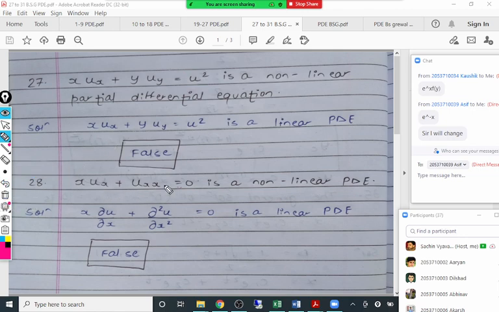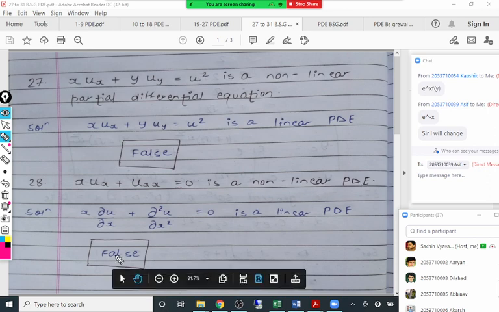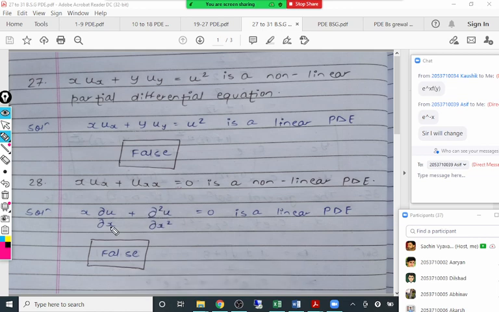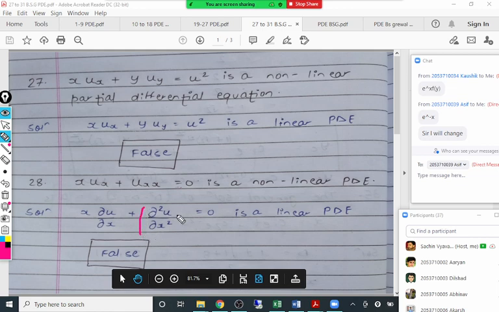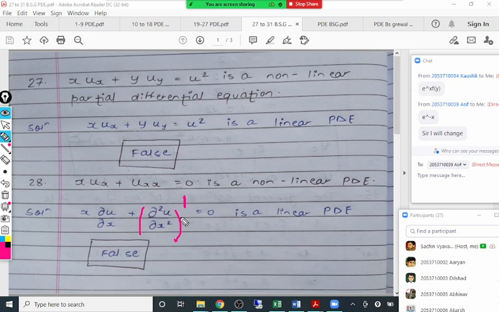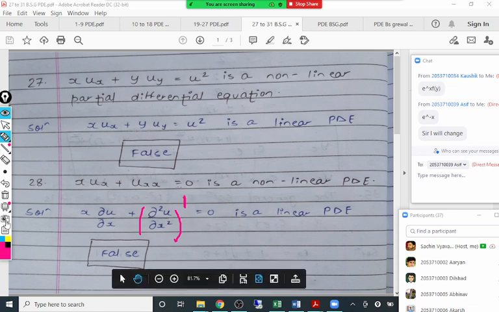Second, x u_x plus u_xx is a non-linear PDE. This is again false, because you will observe it is dou square u by dou x square. So this is a second order differential equation, and the degree is 1. It is linear. Yes, it is a higher order differential equation, but it is linear again. It is written non-linear, so it is false. Correct.